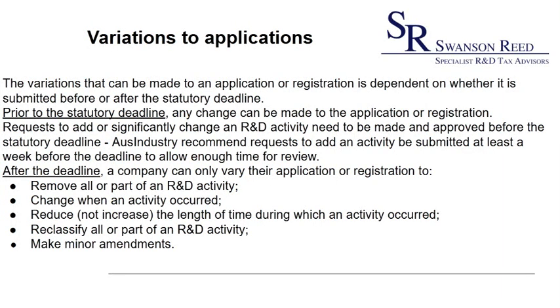After the deadline, a company can only vary their application or registration to remove all or part of an R&D activity, change when an activity occurred, reduce, not increase, the length of time during which an activity occurred, reclassify all or part of an R&D activity, make minor amendments.